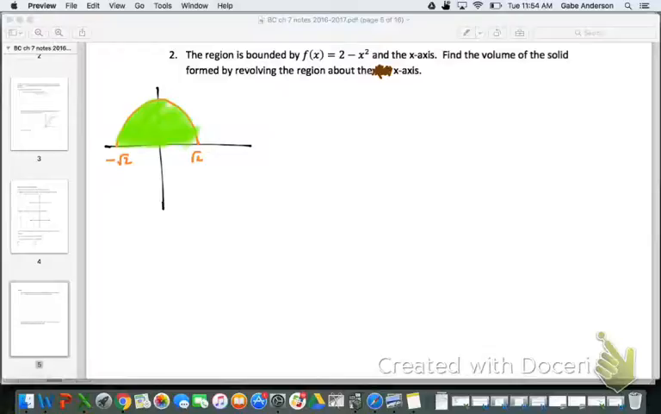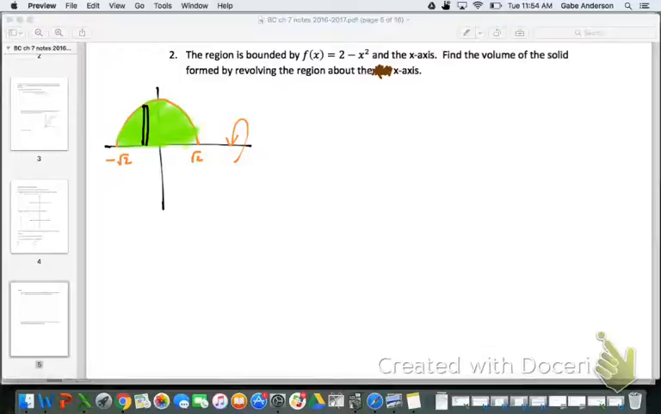Now, we were told that we were supposed to revolve this around the x-axis, so I'll just put this little notation here indicating that. Let's remember that the representative rectangle has to be perpendicular to your axis of rotation. And so that means instead of having a horizontal representative rectangle, this time it's going to be vertical, isn't it? So I'll draw that in there. We'll talk about the details and get this set up. So here is that vertical representative rectangle.